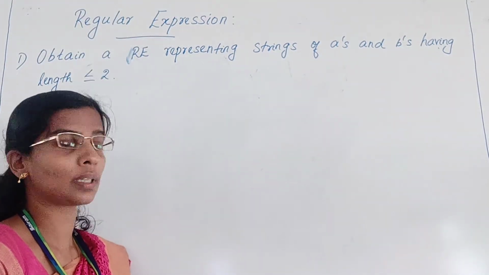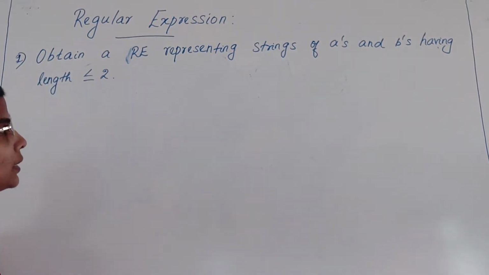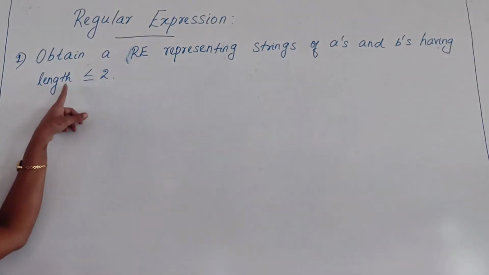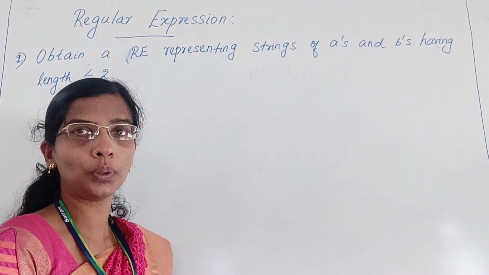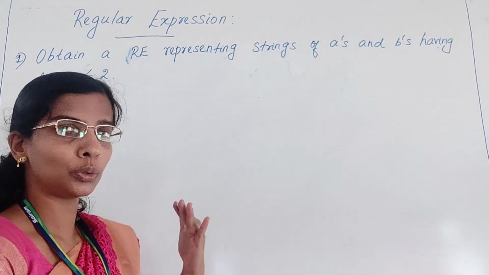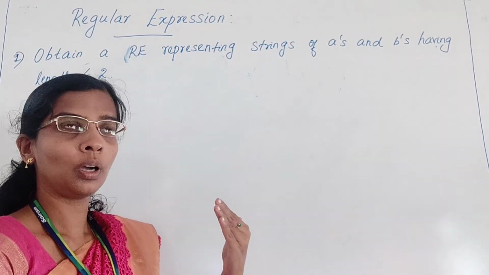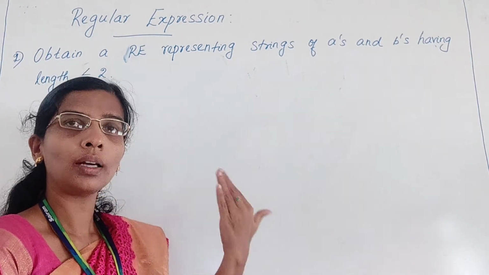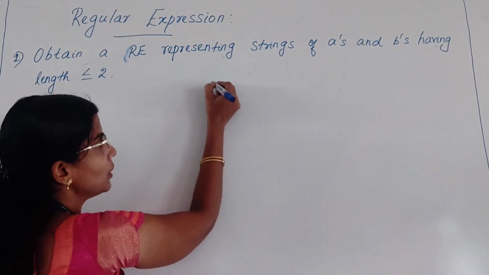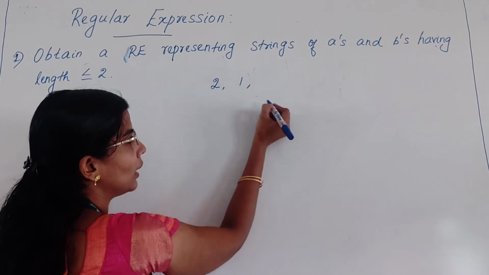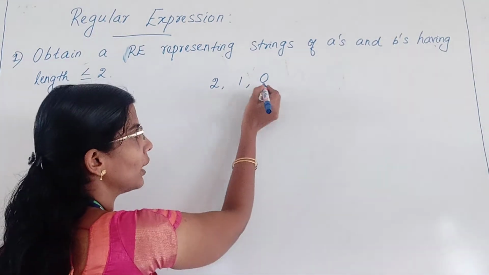Students, we will discuss one more sum. Second sum: obtain a regular expression representing strings of A's and B's having length less than or equal to 2. Less than or equal to 2 means I can have strings of length 2, or length 1, or it can be an empty string. Less than or equal to 2 means length 2 is possible, length 1 is possible, even length 0 is possible.